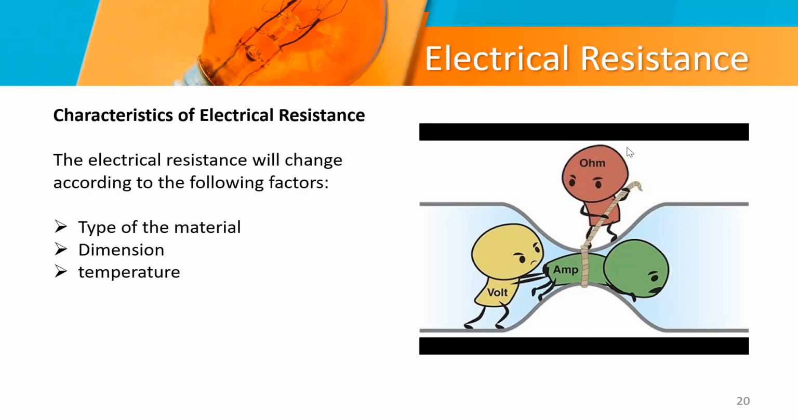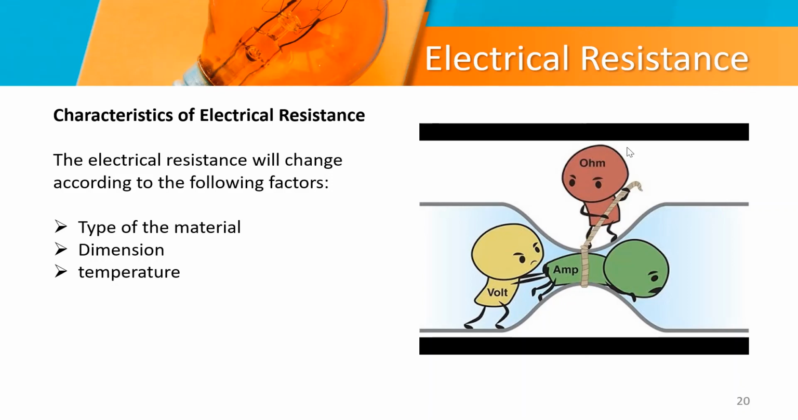Now what if the materials are the same? For example, the same copper, the resistance will also change according to the dimension. So for example, there are two coppers, one is shorter while the other is longer. From the formula, which will be discussed in another video, the longer copper conductor has higher resistance compared to the shorter copper conductor.